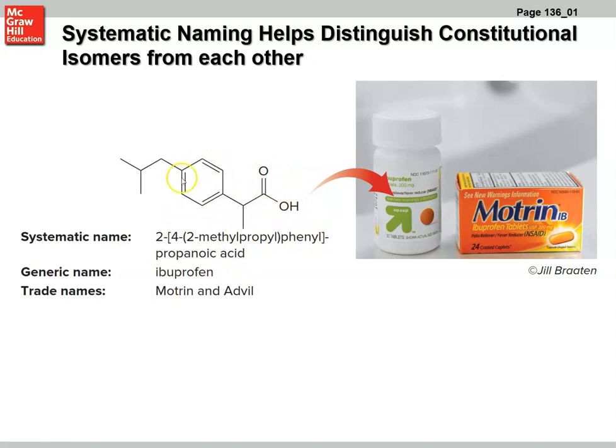Here's a phenyl group that we see here. And then we have the methyl propyl group. That's a methyl propyl group here.